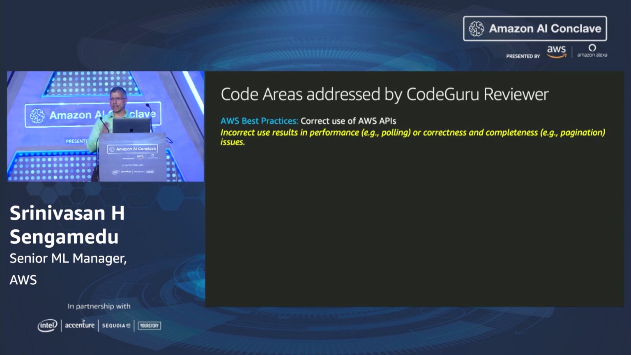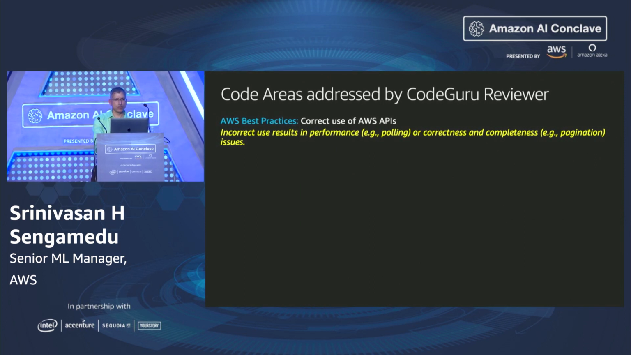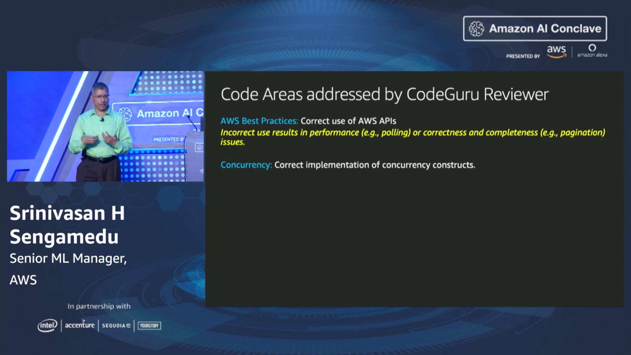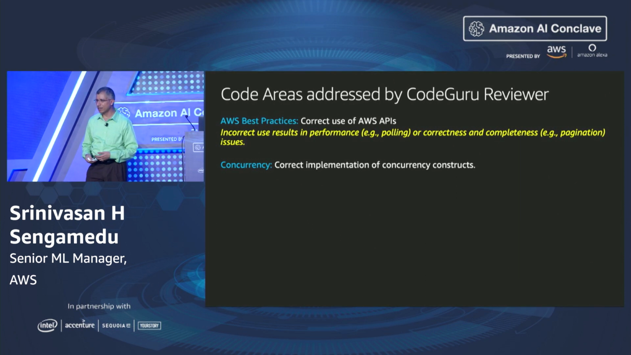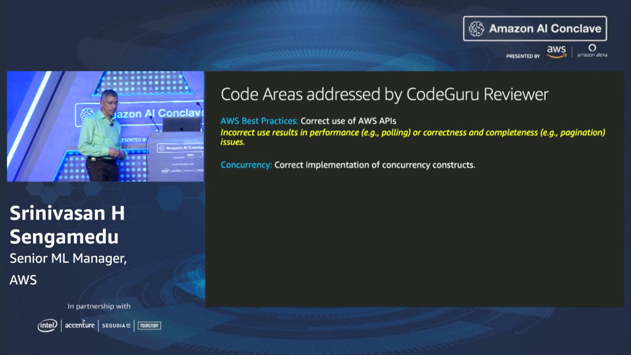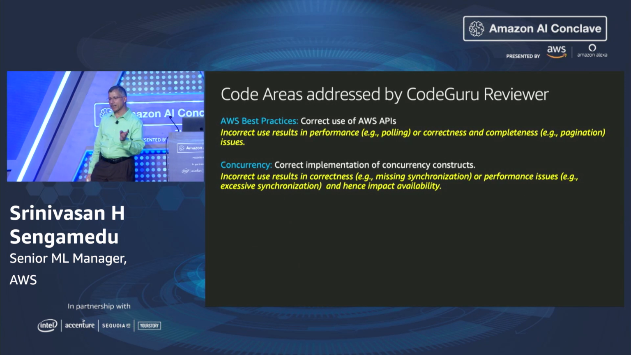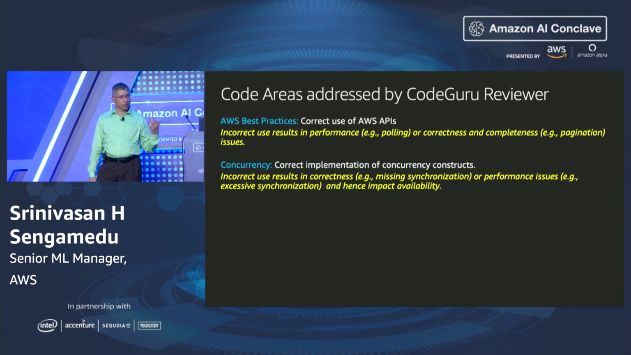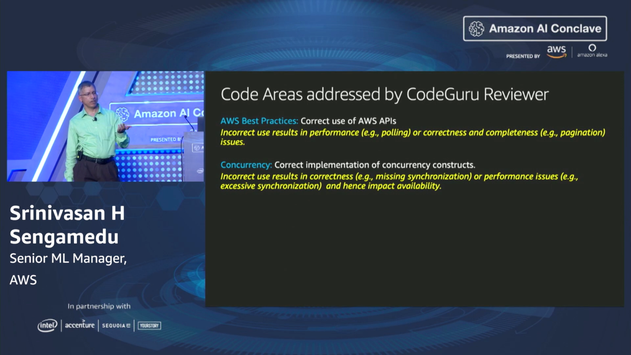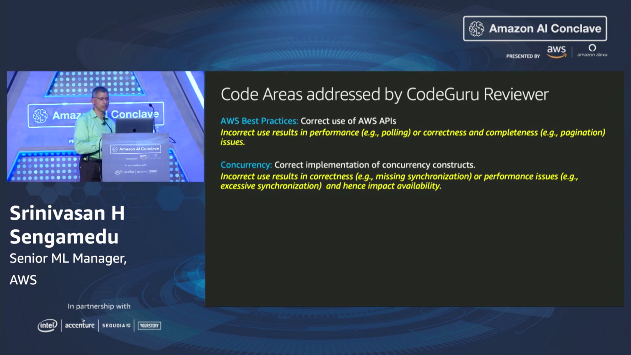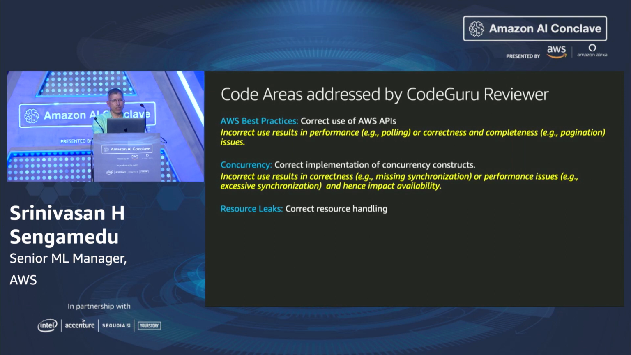So CodeGuru Reviewer provides recommendations on the correct use of AWS APIs. And the second one is concurrency. Concurrency is a tricky topic even for expert developers, so they need to take a second or third look at concurrency code. And here again, not implementing concurrency correctly may lead to correctness issues. You may end up with stale data or incorrect data, or if you overdo concurrency, you may end up with performance issues. So what CodeGuru Reviewer provides is comments on the right use of concurrency.